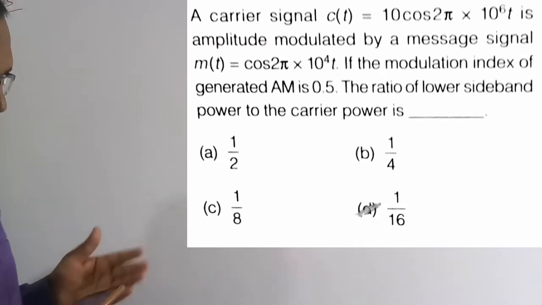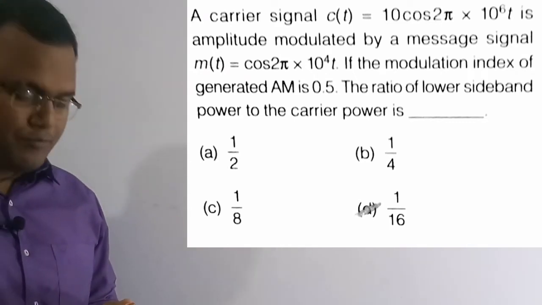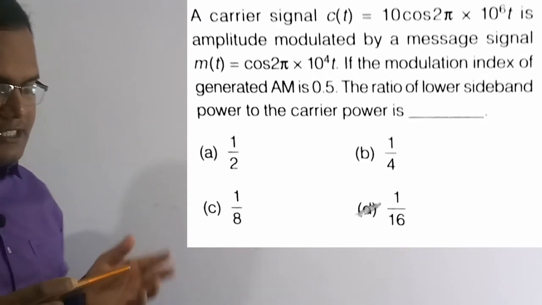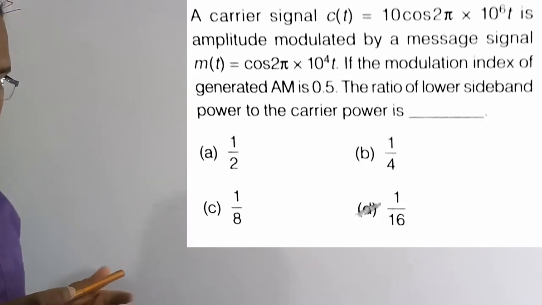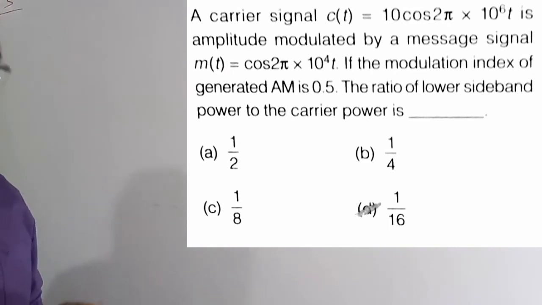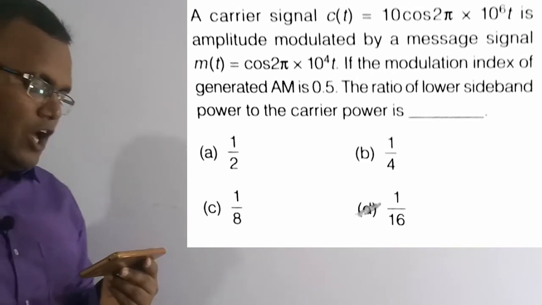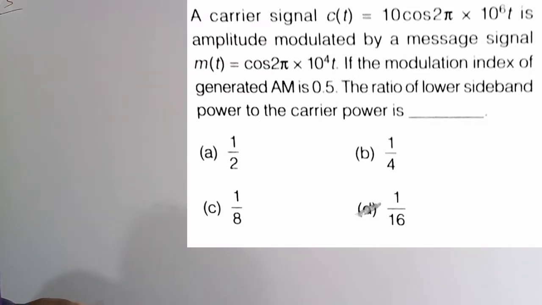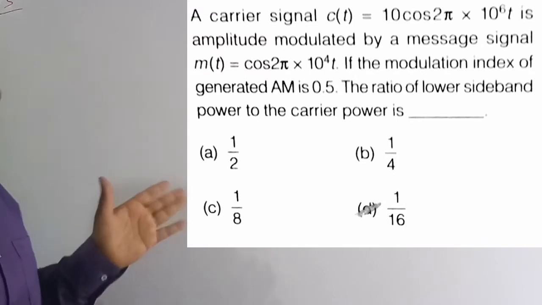So in the question they have given the carrier signal waveform and also the message signal waveform and also the modulation index is 0.5. The only thing we need to figure out here is the ratio of the power of the lower sideband to the carrier power. Option A half, option B 1 by 4, option C 1 by 8, option D 1 by 16. So out of the four options, option D 1 by 16 is the correct solution of this question. So let's solve this numerical.